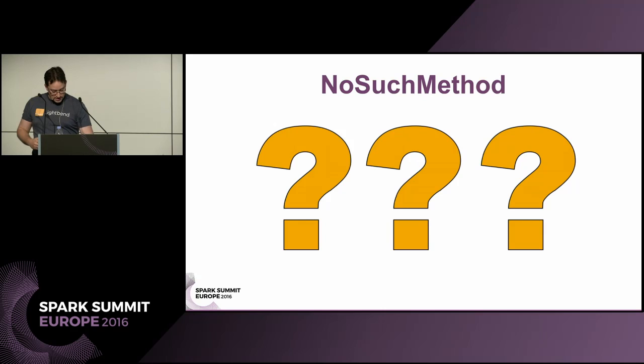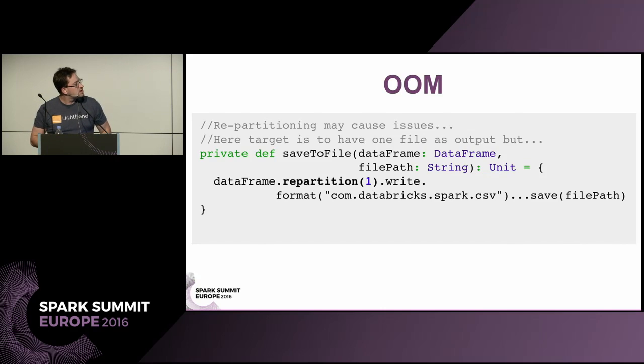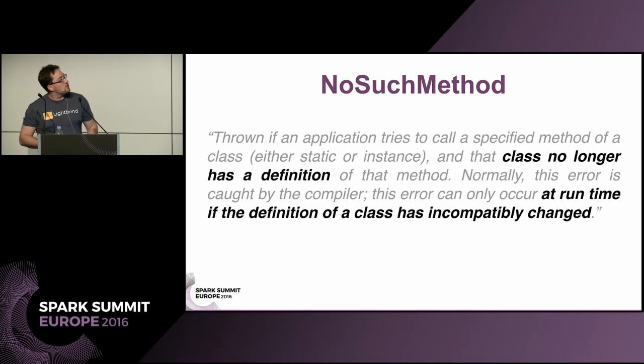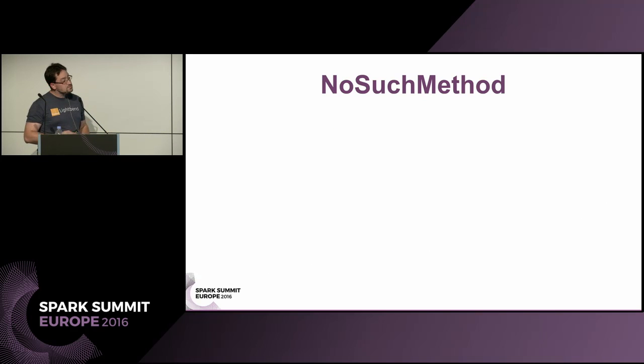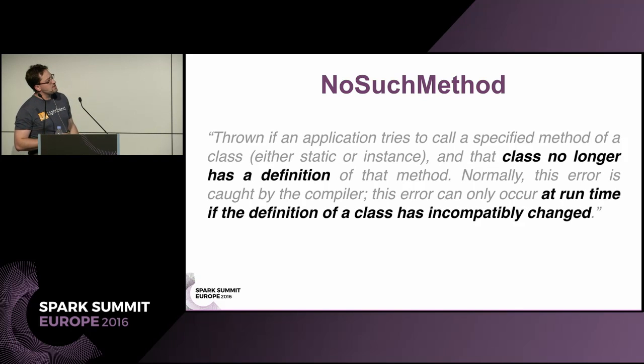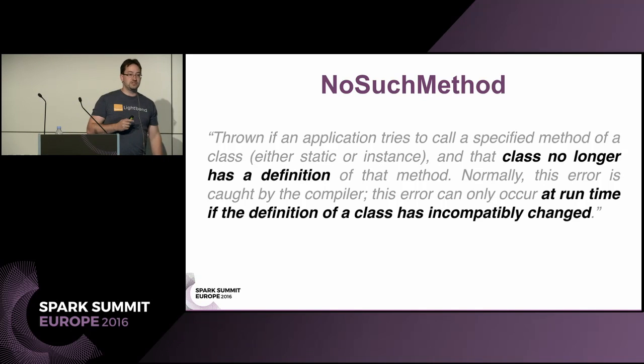All right, so the next item that we've got here, did I miss one? No. OK. So the next item is no such method. This is an error that is thrown when a class no longer has a definition, and it's typically thrown at runtime if the definition of a class has incompatible changes.